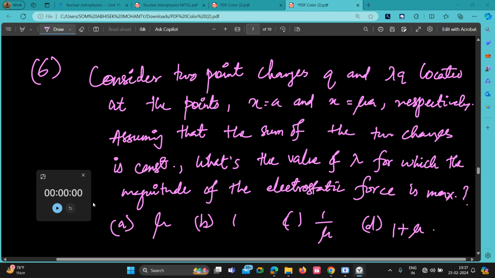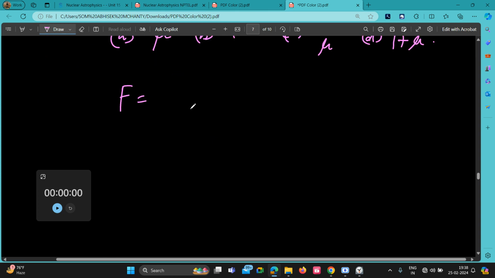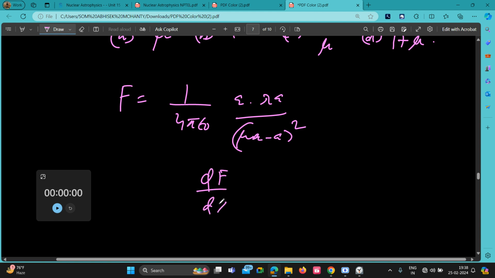Okay, if you see, what is the distance between these 2 points. One is x is equal to a, another is x is equal to mu a. So the distance between them is mu a minus a, right? That's it. Charges are q and lambda q. What is the force then? Force is equal to 1 by 4 pi epsilon naught times q into lambda q divided by (mu a minus a) whole square, right? And the force is maximum. What is the value of lambda? That means dF by d lambda is equal to 0.